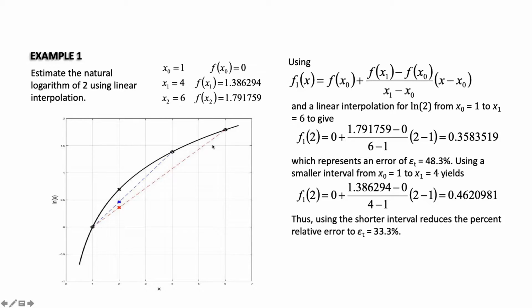But what we notice here is that if we let these two intervals come closer and closer towards each other, then the error becomes smaller and smaller, and the value becomes closer and closer to the true value.